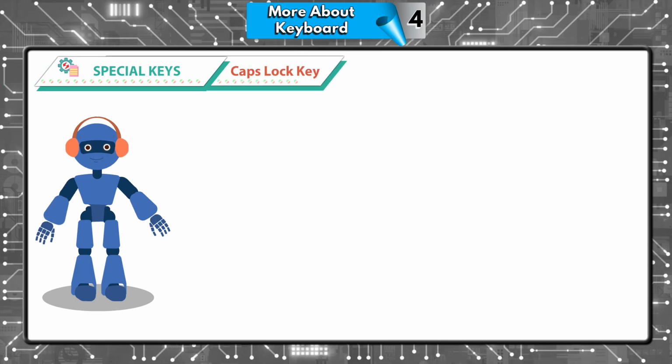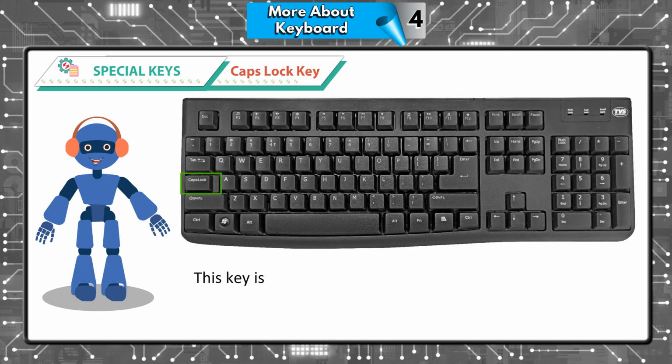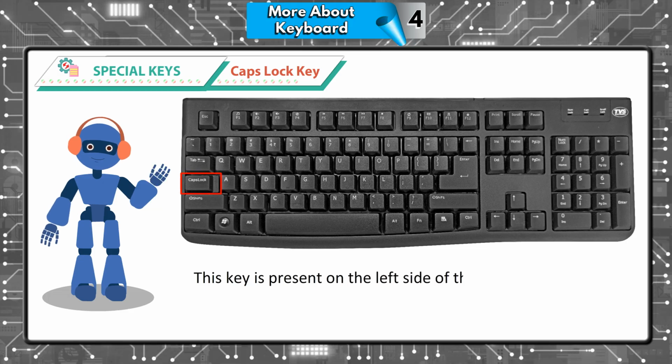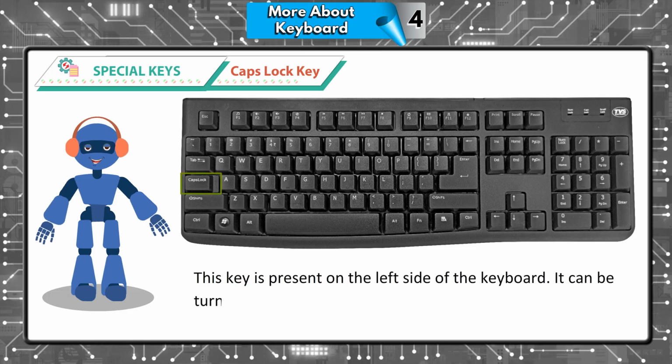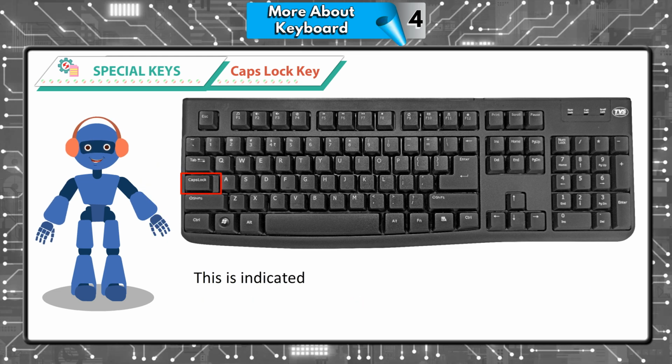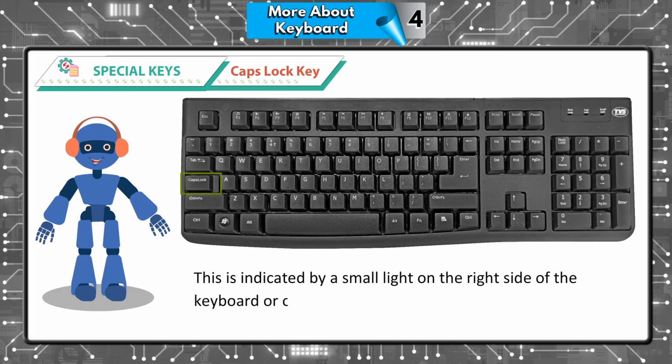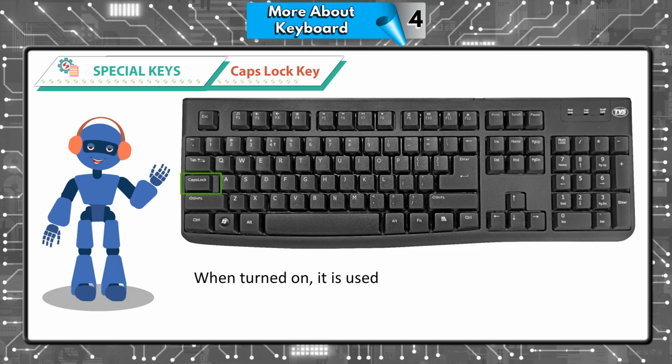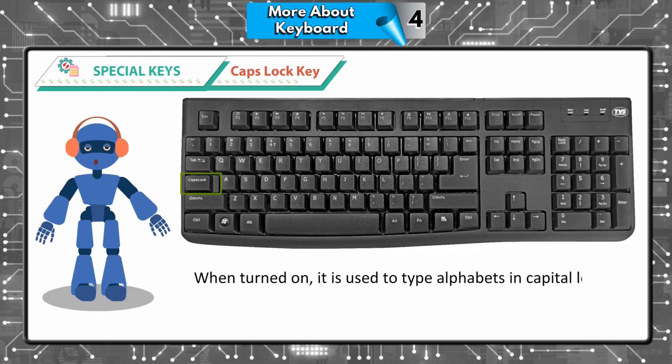Caps lock key. This key is present on the left side of the keyboard. It can be turned on or off by pressing it. This is indicated by a small light on the right side of the keyboard or on the caps lock key itself. When turned on, it is used to type alphabets in capital letters, uppercase.